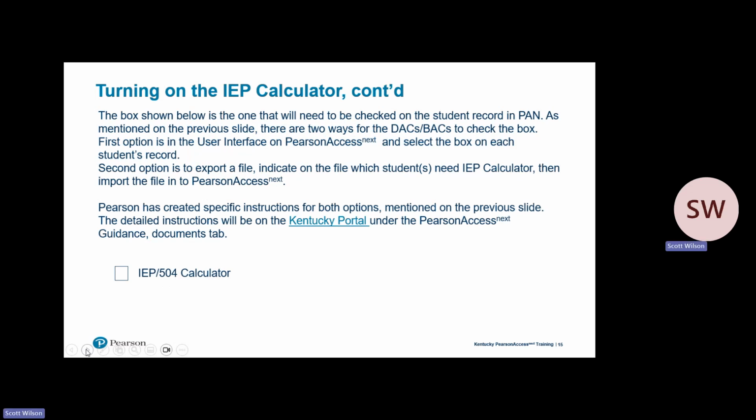For the IEP calculator, this is very similar to the text-to-speech. The box shown below will need to be checked for the student to get the IEP calculator. You DACs and BACs can do this the same way. You can go into the user interface and select the box for each student record, or you can export a file, make the changes on the student record, and then import that file back into Pearson Access Next.